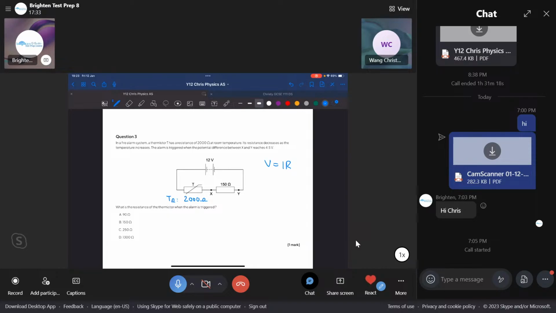The potential difference on the thermistor. Okay. Right. So, in other words, when you say, so what about the 12 volt? I mean, I know you're in the right direction. So what about the 12 volt? 4.5 of the 12 volts have to be on the resistor, and 7.5 on the thermistor.